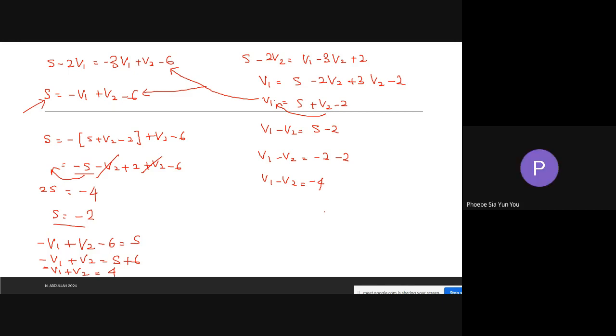No. Ada soalan tak? Tak ada, doktor. Hmm? Tak ada.